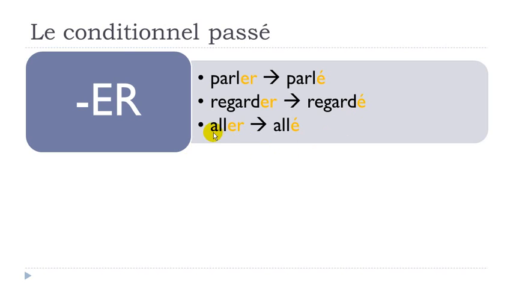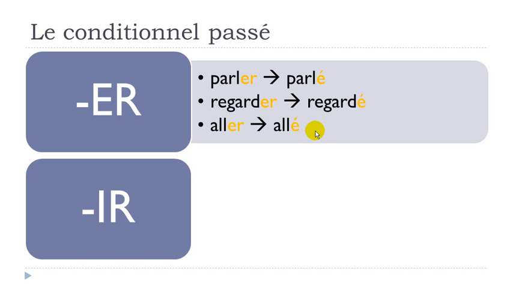Even the verb aller. Aller, to go, remember, it's a tricky verb normally when you conjugate it, especially in the present form. But for this past participle form, it is quite easy because it goes like A, L, L, E, accent aigu. So it does follow the same rule, this ER becomes é, like that. Okay?